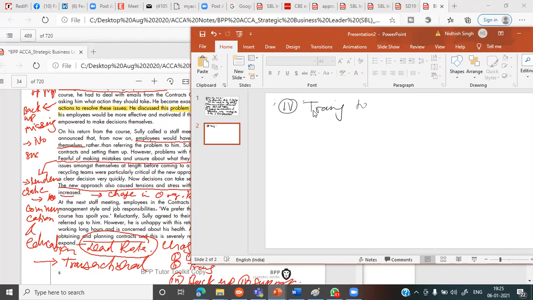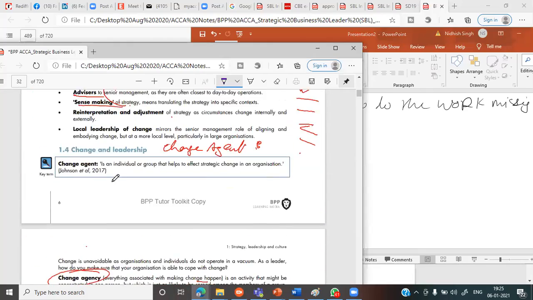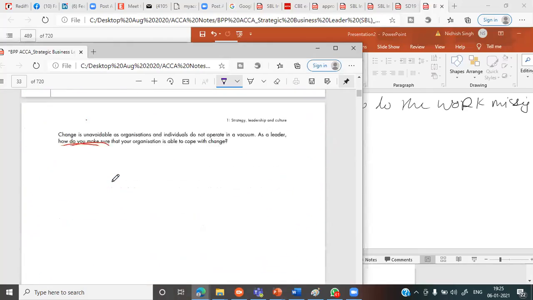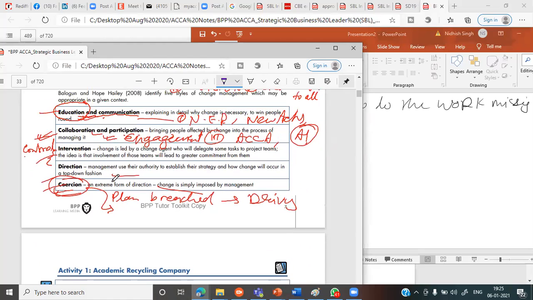Training to do the work missing. Right? Was he checking whether people are doing well or not? You remember there was one requirement for the change management earlier. Here, let's refer. Change style, change agency. What were the steps? See, intervention and the direction.